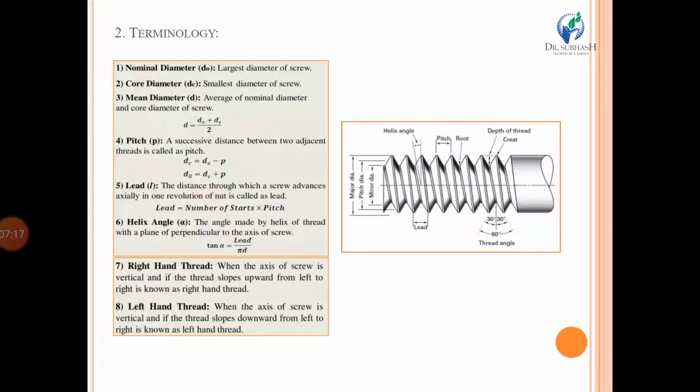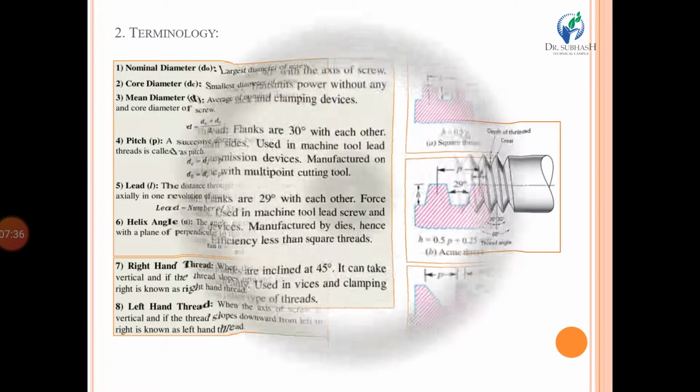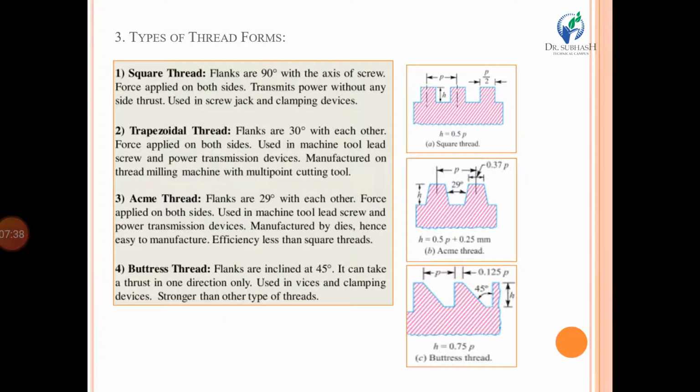Seventh terminology is right hand thread. Suppose the thread slope is moving from left to right in the upward direction, then the thread will be right hand. And if the slope moves from right to left in the upward direction of any power screw, then it will be a left handed thread.